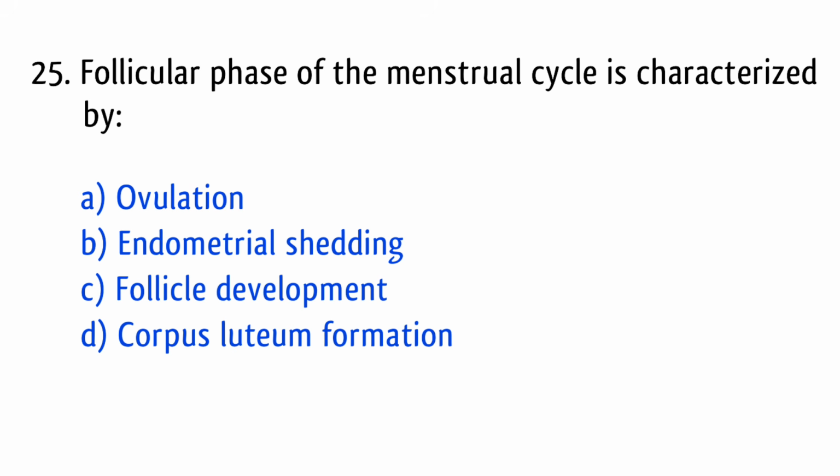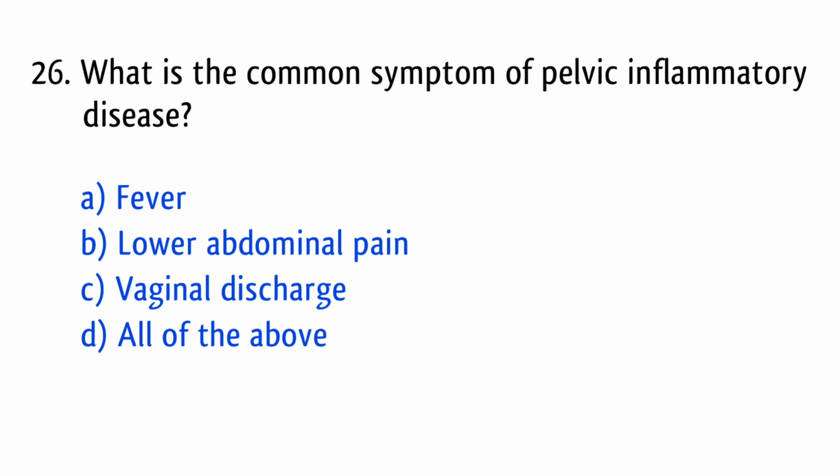Question number 25. The follicular phase of the menstrual cycle is characterized by. The right answer is option C, follicle development. Question number 26. What is the common symptom of pelvic inflammatory disease? The right answer is option D, all of the above.